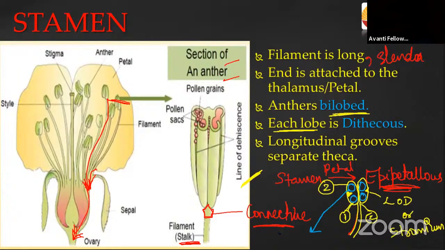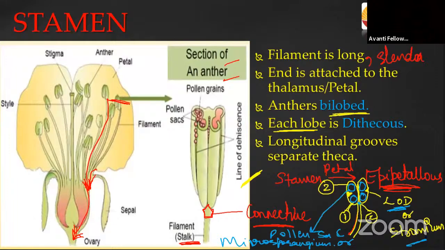This is called the pollen sac, or also called microsporangium. Both are the same. Pollen sac or microsporangium, both are same. So this is the structure, guys. This is the filament, this is the connective, and the anther is usually bilobed. Each lobe is dithecous, and each theca contains one microsporangium or pollen sac. The theca are separated by longitudinal grooves called line of dehiscence or stomium. So this is the structure of the stamen.